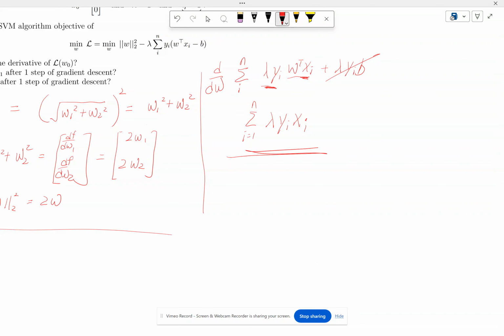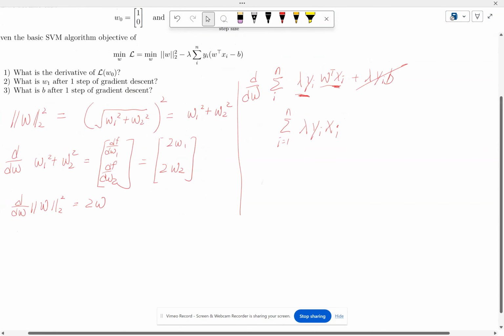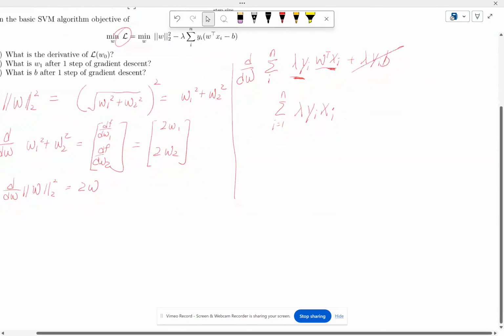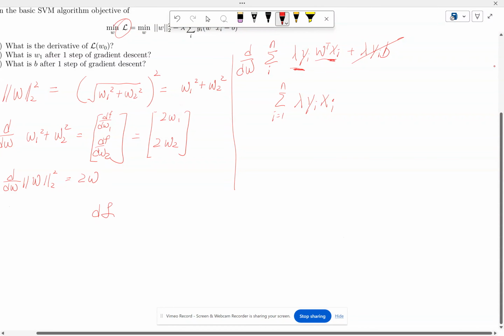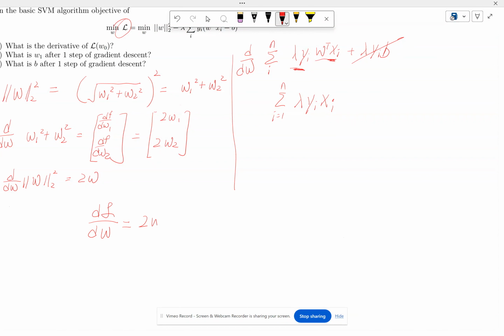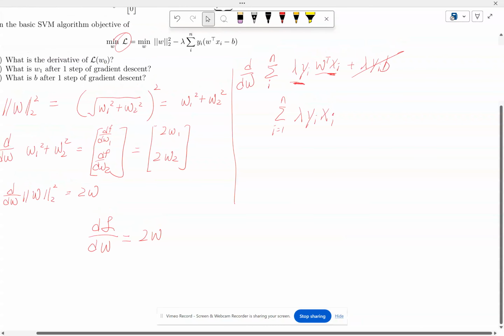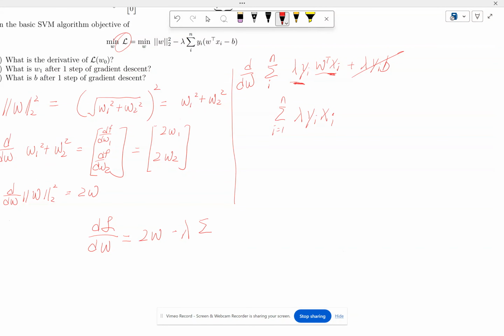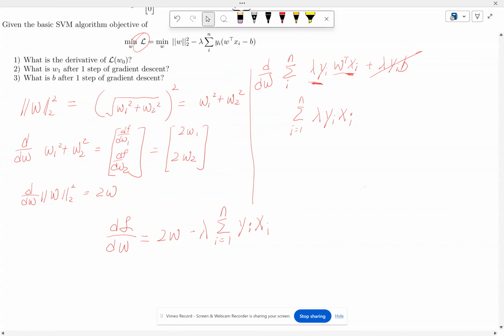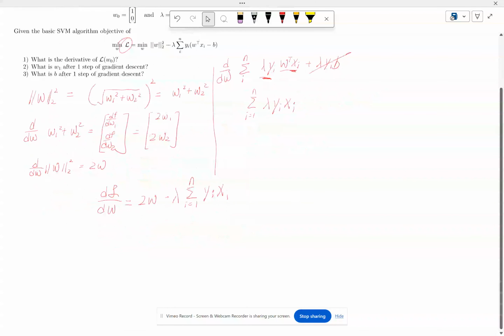So now, if we put them together, for the loss function we have dL dw, which is equal to 2w minus lambda times the summation i from 1 to n of yi xi. So that should be it. Now we have the derivative.